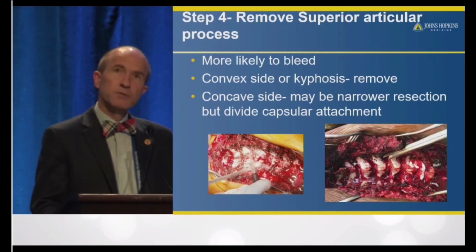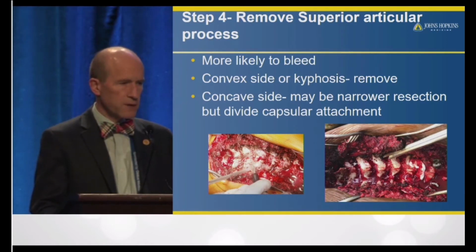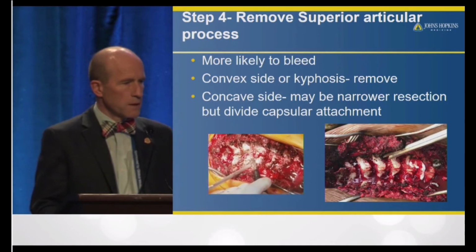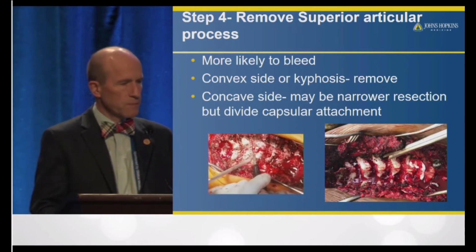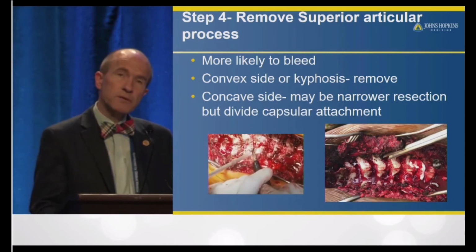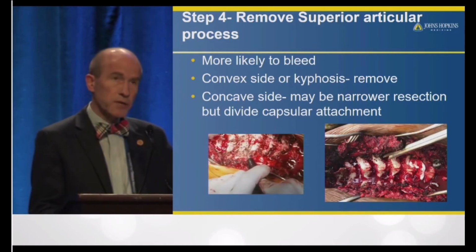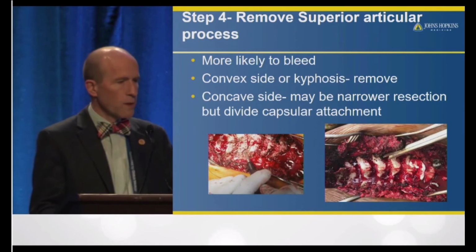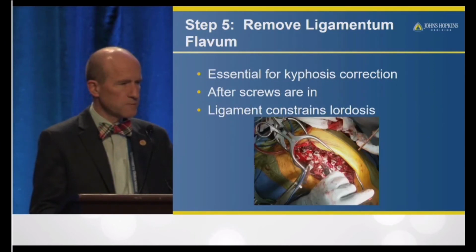Then you remove the superior articular process of the level below, which is more likely to bleed. On the convex side or the kyphosis side, you want to remove that segment. On the concave side, you may just incise it to allow a manipulation. Here you can see on the left side done with a bone scalpel. On the right side, I like to use a Kerrison, but coming from the lateral to the medial side, so you're not in the canal yet. You're staying outside the spinal canal while still doing the bony shortening and resection.